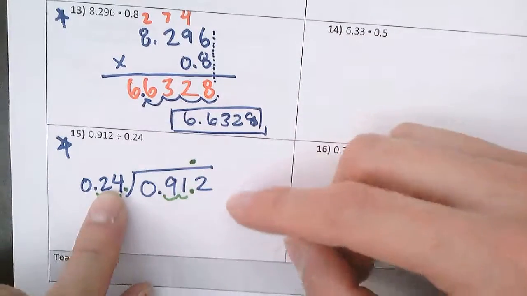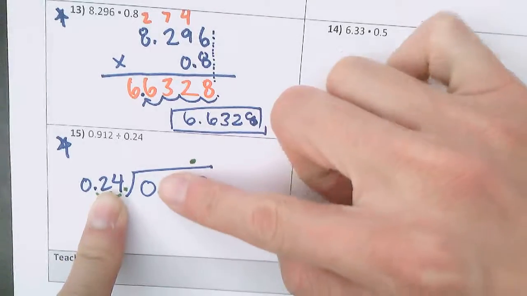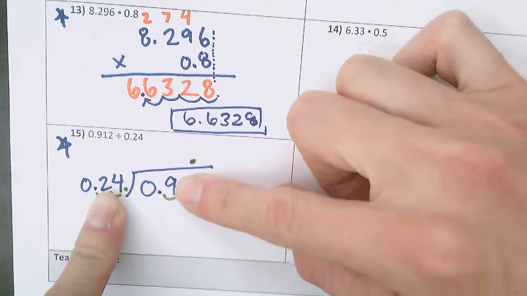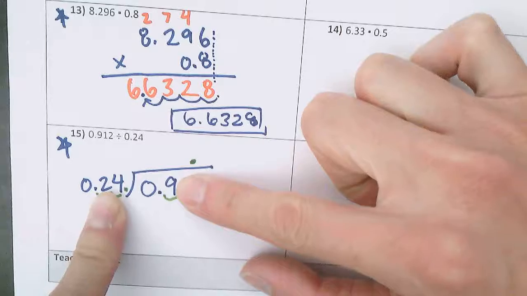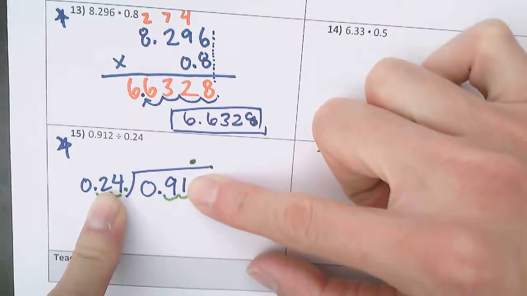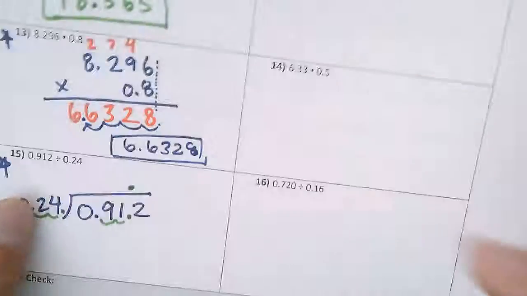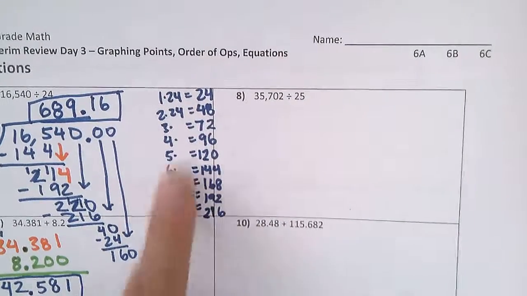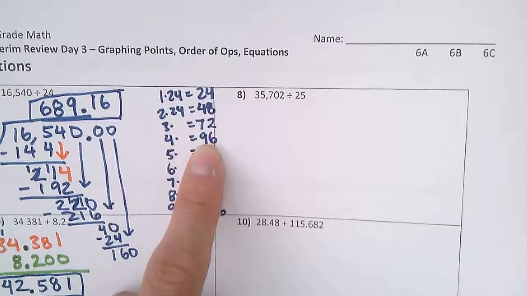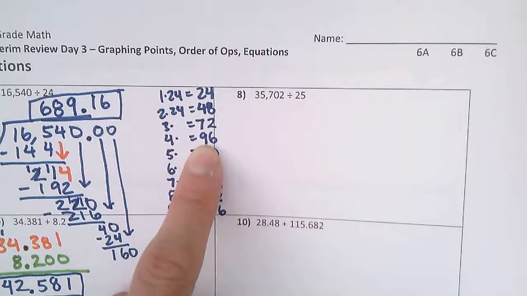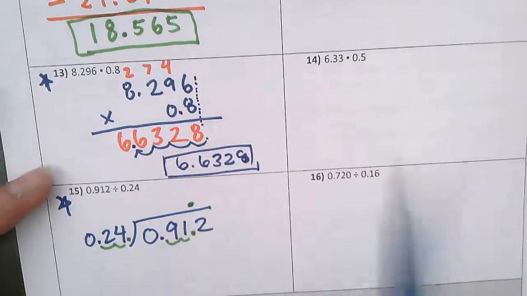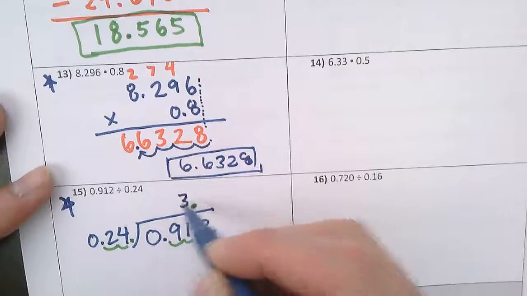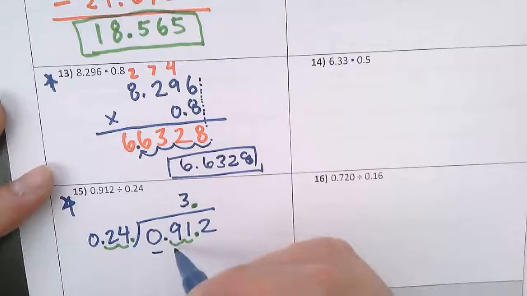So I can just think of this as 24 now. 24 can't go into 0. Can 24 go into 9? Nope. Too small. Can 24 go into 91? Yes, it can. And actually I can borrow what I used up here. So 91 is right in between 3 and 4. So it's going to be 3, because 3 times 24 is 72. So I'm going to put a 3 here. 3 times 24 is 72.